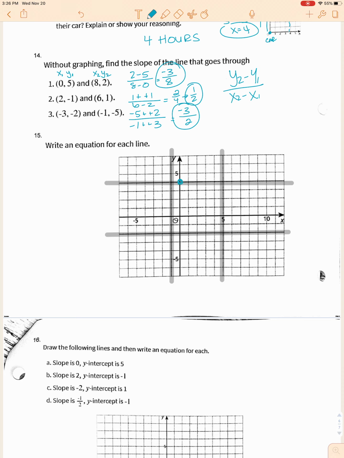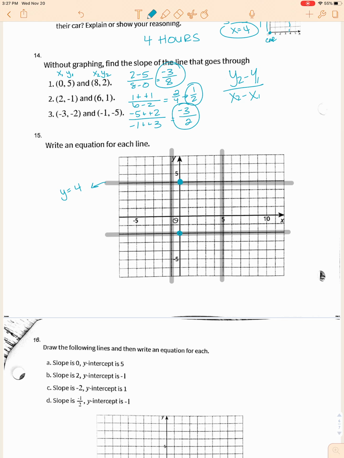So here I have this line crossing the y-axis here. I have a straight horizontal line, so that means I am going vertically nothing and over however many. But if I'm going vertically 0, no matter what, my slope is 0. So then the equation of this line here would be y equals 4 when simplified.